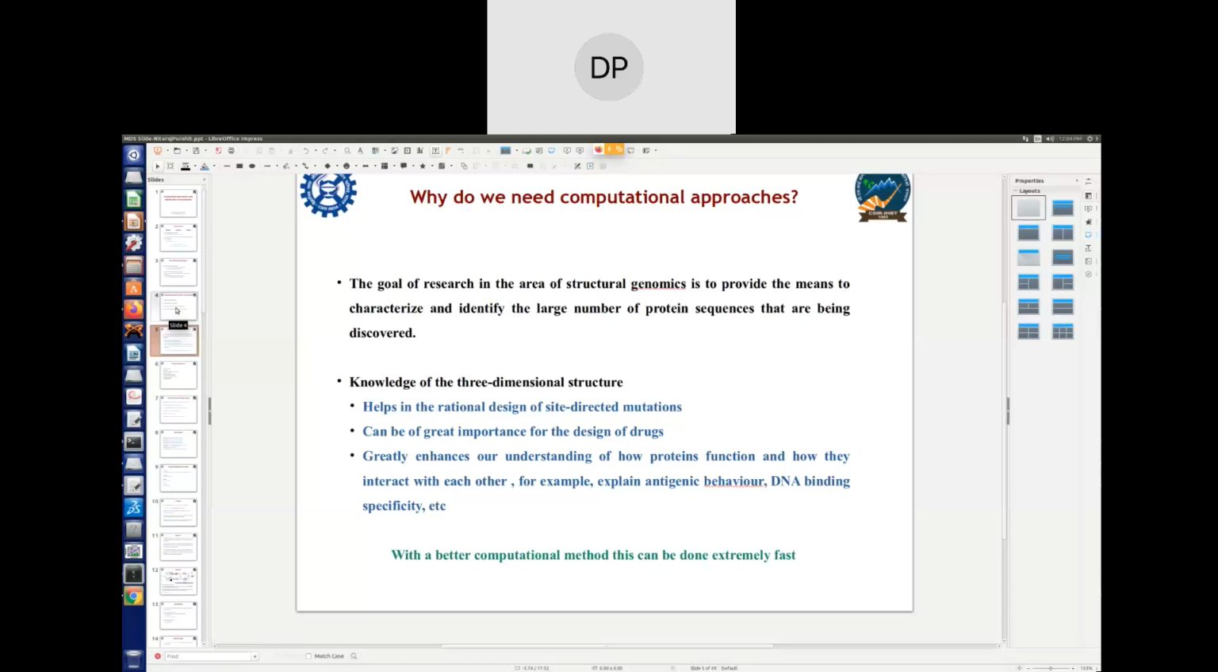Because X-ray, NMR, cryo-EM, and all these techniques are very laborious and time consuming, and you have to put a lot of money into them, because to install them and to create a facility for all this, we need to invest a lot of money. But on the other hand, if you have the computational technique, you can get the structure. Nowadays, it is possible to get about 90% with the help of computational approaches.